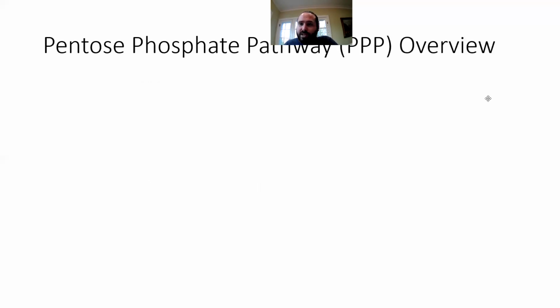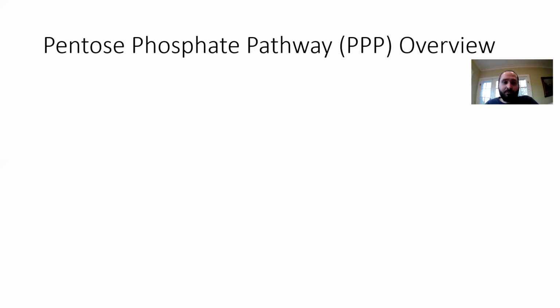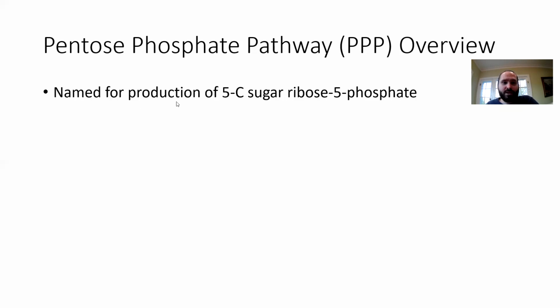So we'll be starting today with the pentose phosphate pathway. So what is the pentose phosphate pathway? What is it used for? If we look at the term pentose phosphate, it seems like this is a pathway that involves how many carbon sugars? 5 carbon sugars, good, and that have a phosphate on them. So this pathway is named for production of the 5 carbon sugar ribose 5-phosphate. What do we use ribose for?